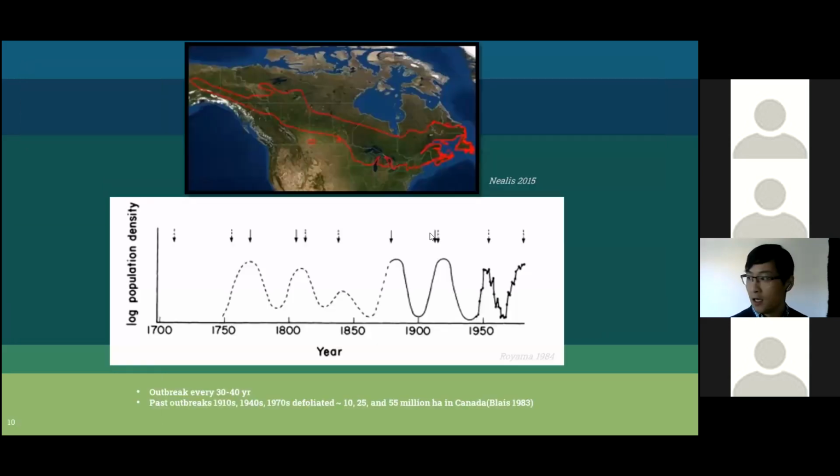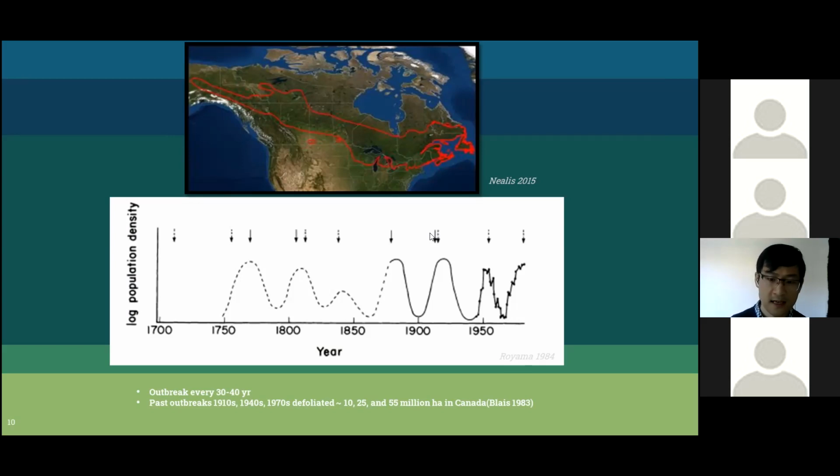And this on top of the top figure shows you the natural range of spruce budworm. So budworm is not invasive. It's just a native species that has been here for a long time. And the bottom figure shows you the outbreak cycles every 30, 40 years.